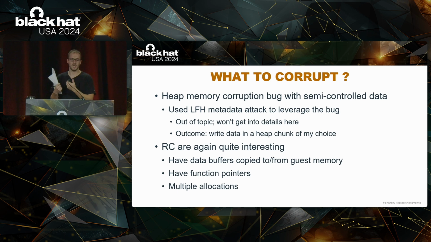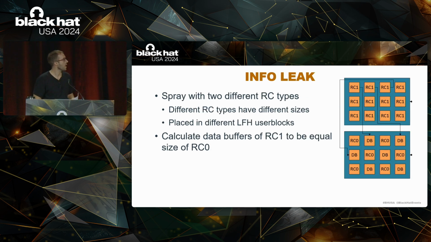Basically, they have data buffers that are used for copy operations between the guest and the host operating system. They have function pointers, which I can corrupt. And I can also spray the heap with resource containers. It really seems like the ideal data structure to use in exploitation. And this is how I used the resource container in order to trigger the second bug.